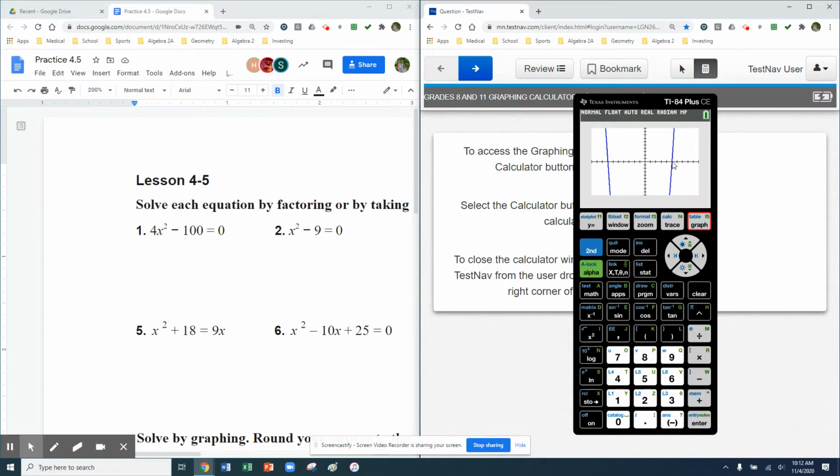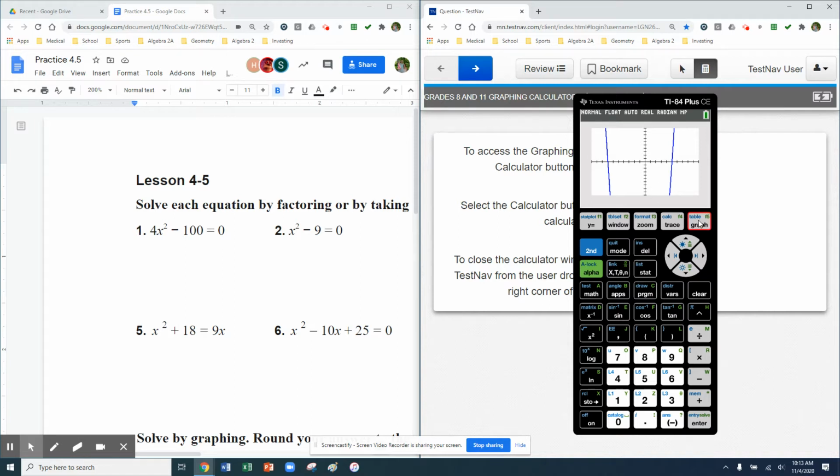You can also look at your table. If you think about the x-axis, every point on the x-axis has the same y-coordinate. What is the y-coordinate of every point on the x-axis? What is it? A 0. And that's what we're looking for. We're looking for where y is equal to 0, because we're setting these equations equal to 0.